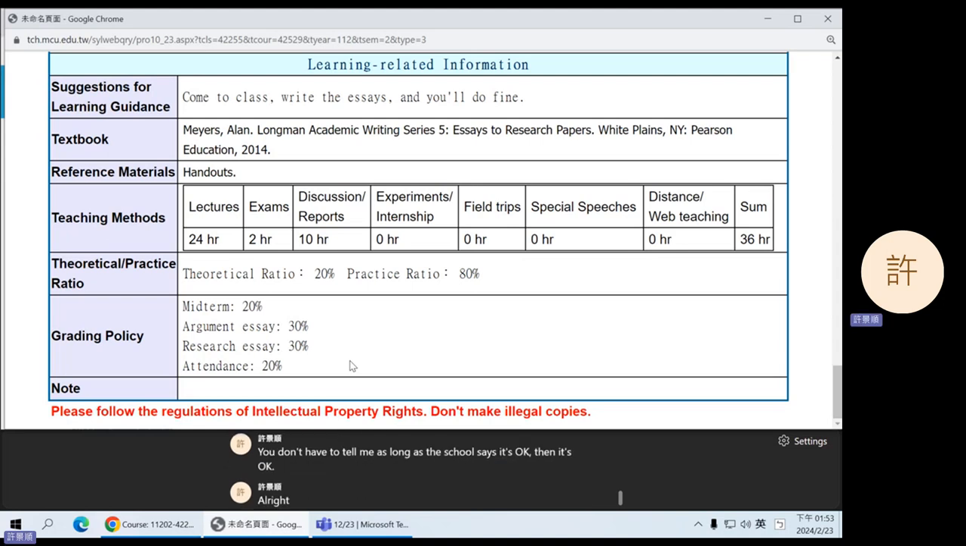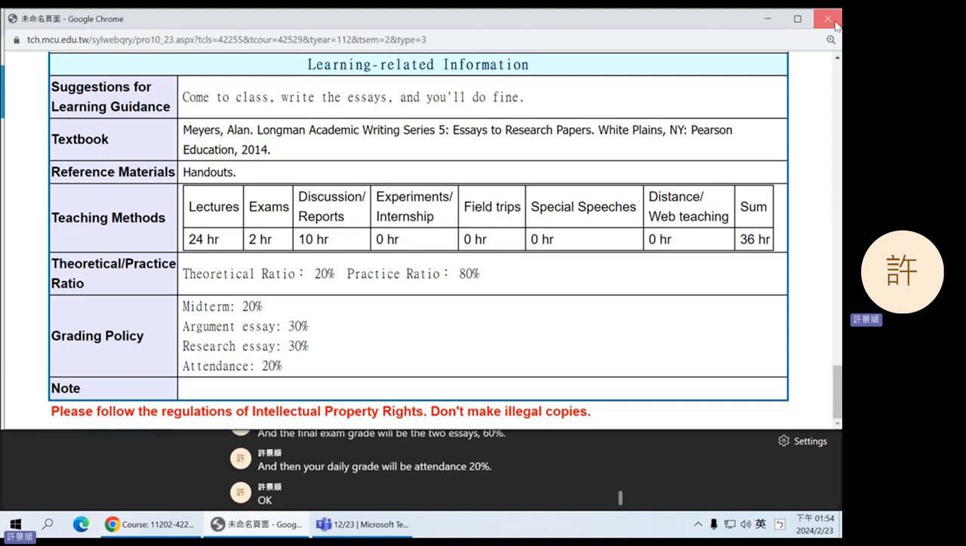All right, and then the learning guidance here. Come to class, write the essays, and you'll do fine. So no pressure. Do you have questions about this? Okay, so the midterm, according to the course information system, the midterm grade will be the midterm, 20%. And the final exam grade will be the two essays, 60%. And then your daily grade will be attendance, 20%.